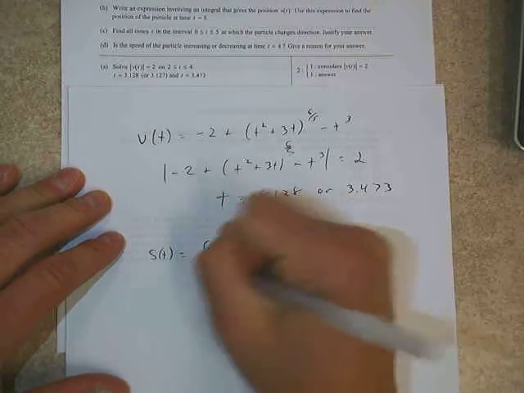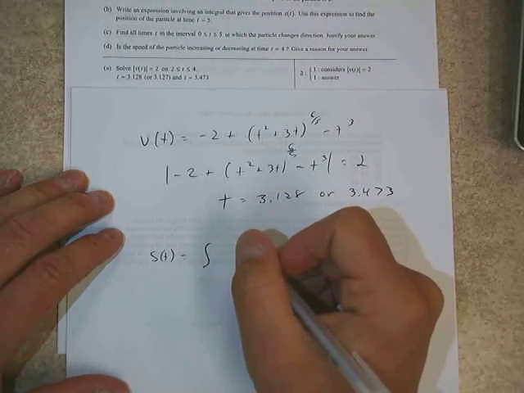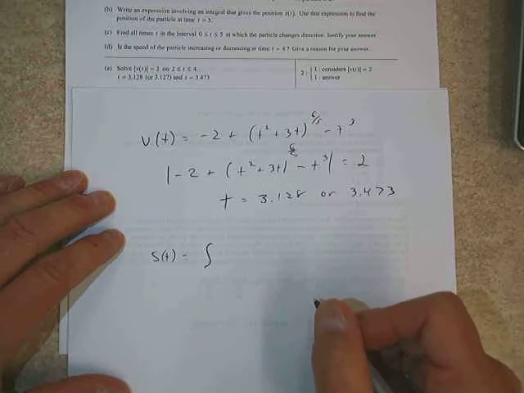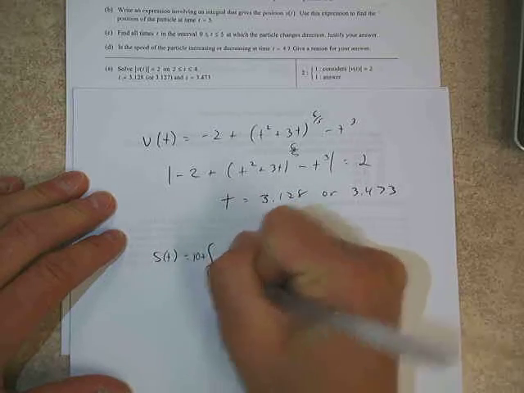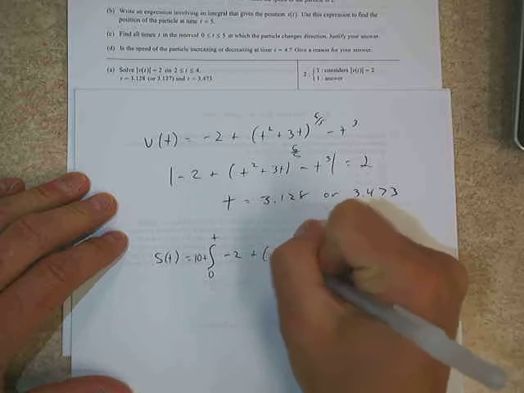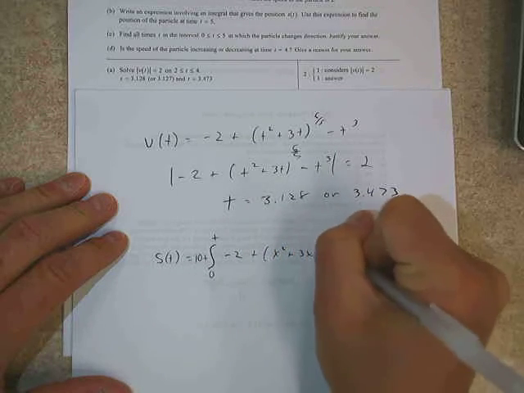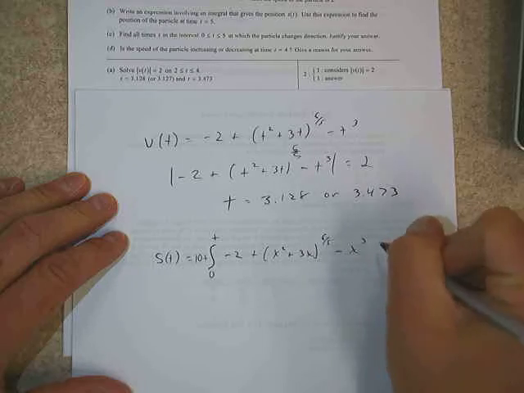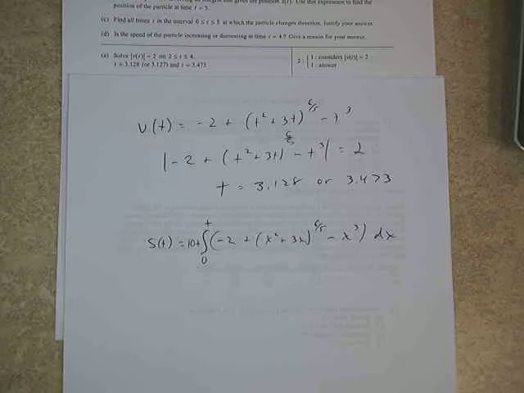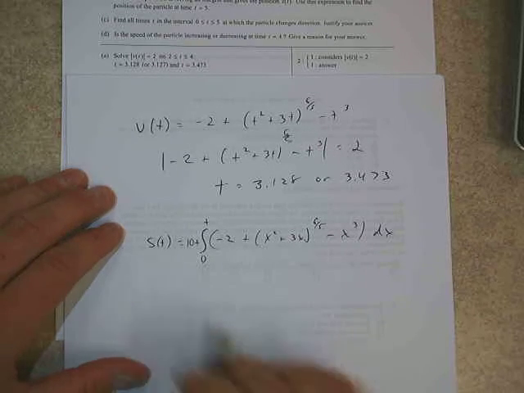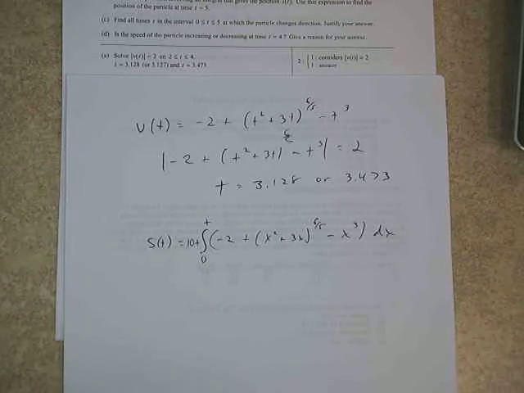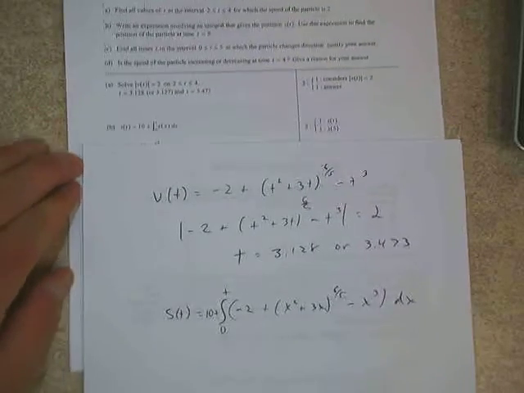Part B says we're going to write an expression involving an integral that gives the position S of t, and use this expression to find the position of the particle at time 5. So our S of t function, remember, is going to come from the integral of the velocity function. The other thing we've got to consider here is that the initial position is 10. So we'd want to put a 10 plus out in front, the integral from 0 to t of -2 plus x squared plus 3x to the 6/5 minus x cubed.